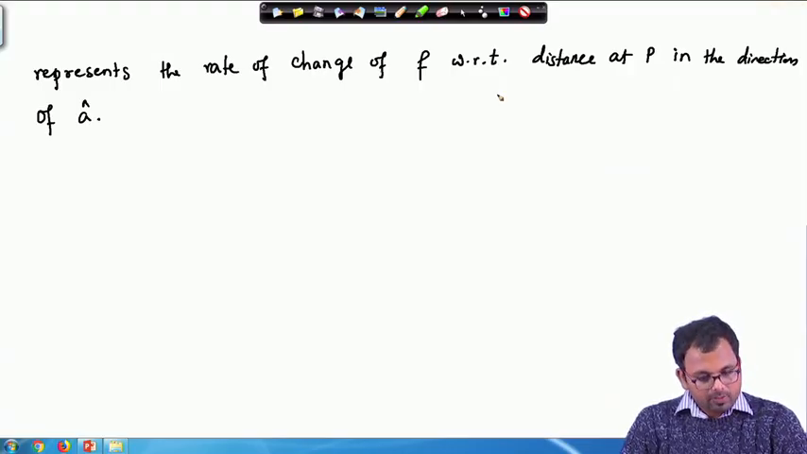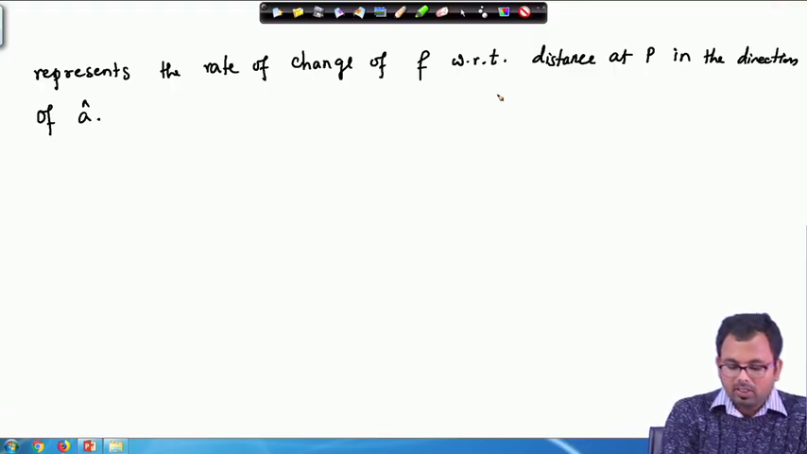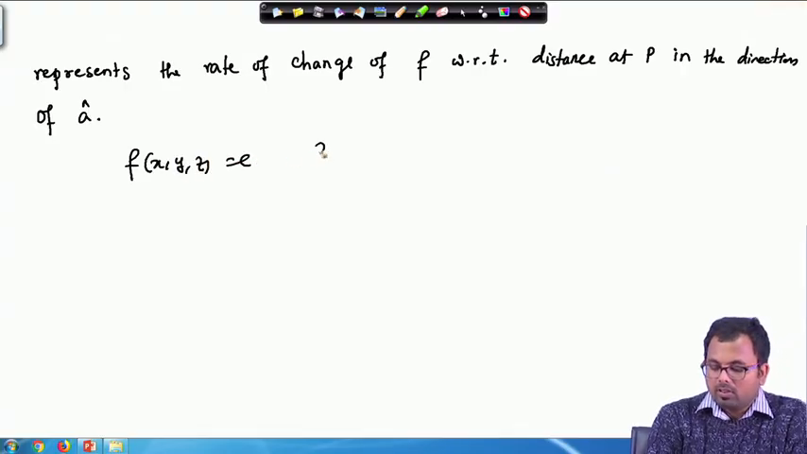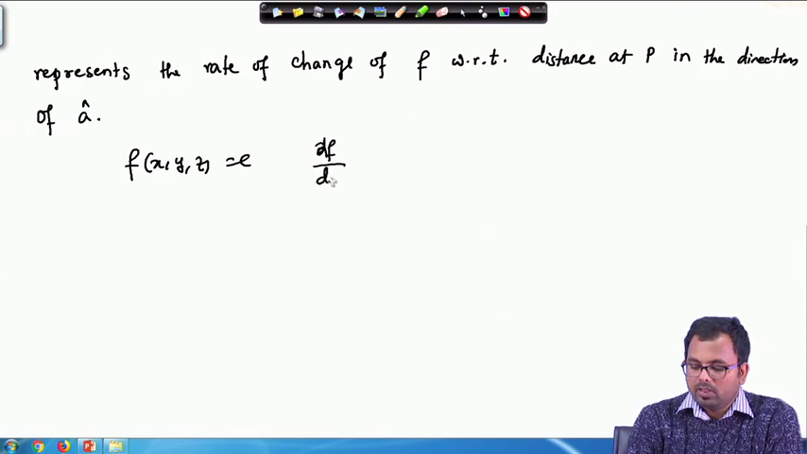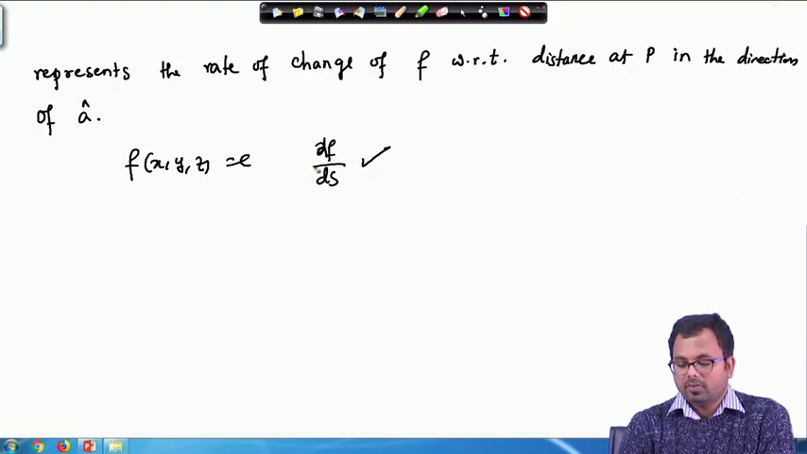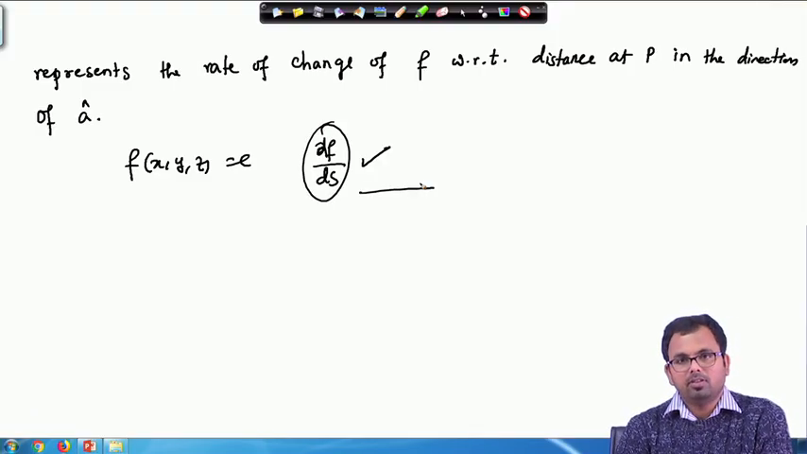Now that we have stated that df ds is the rate of change of f with respect to distance, how do we calculate the directional derivative? Do we really have to differentiate f x y z equals c as del f del s, or do we have to calculate df ds, or is there any other formula to calculate the directional derivative? That we will now prove in terms of a small theorem. Whether we calculate this directly, or whether there is some other tool that will help us, is something we are going to see now.